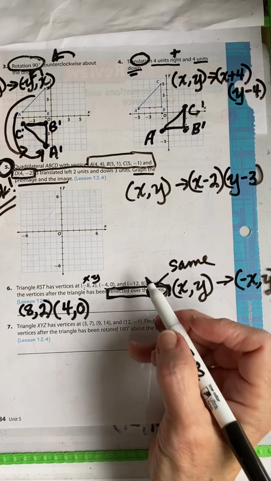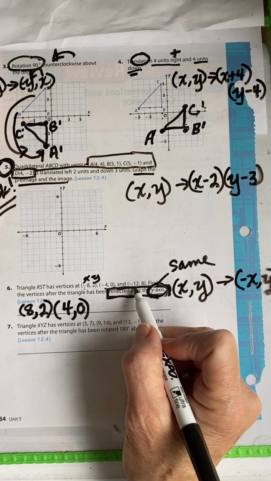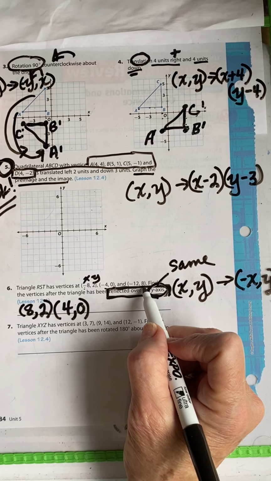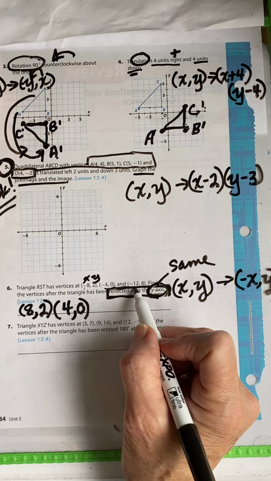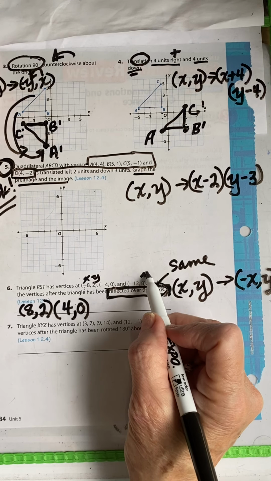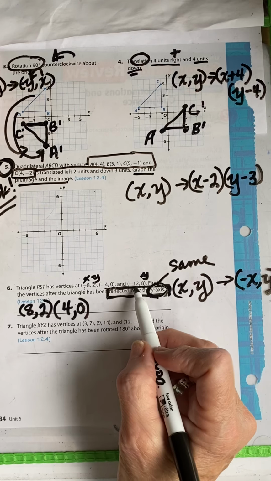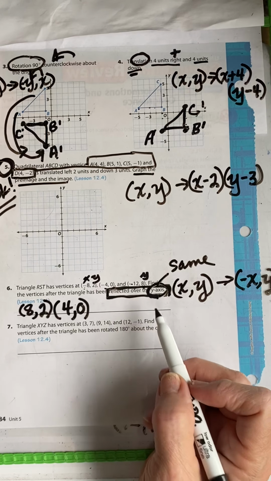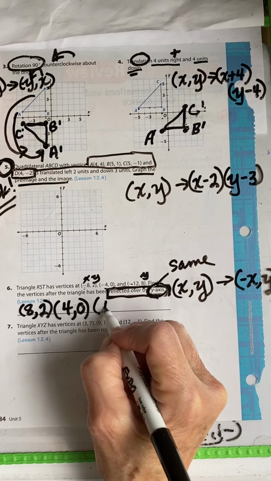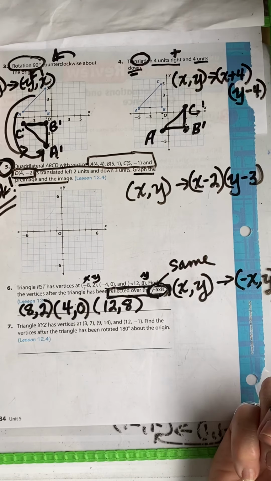True? And when the point is -12 and 8, which one stays the same, -12 or 8? 8 stays the same because it's the y, and we're reflecting across the y-axis. So let's take the negative of the -12, and it becomes positive 12, positive 8. Agree?